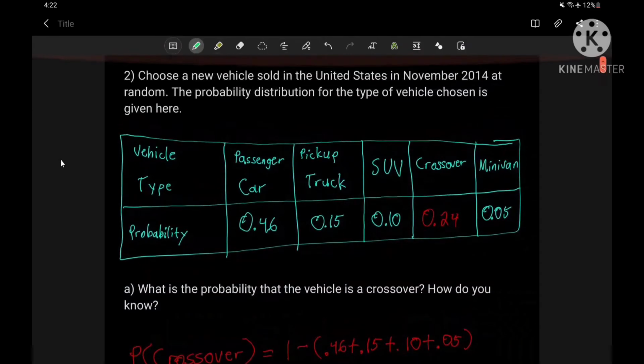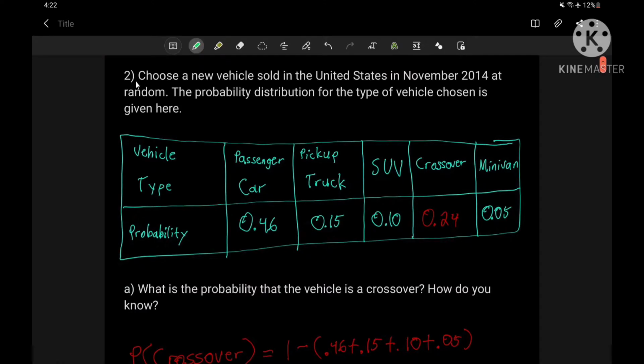Hello everybody, my name is Batman and I'm going to do this question on question number 2. So let's begin this question. Alright, here's question number 2. It's about the probability distribution for the type of vehicle chosen, given as this chart right here.